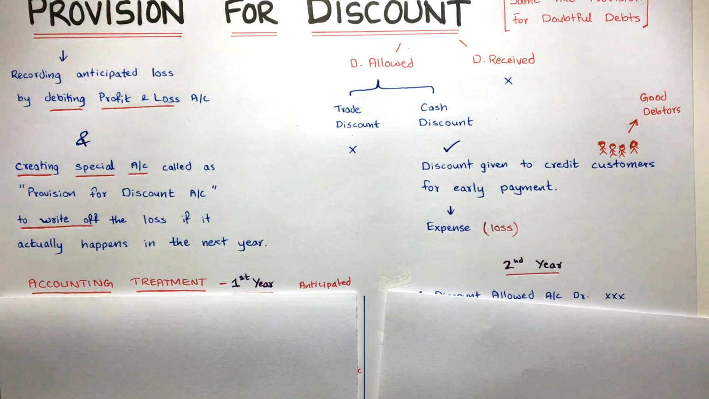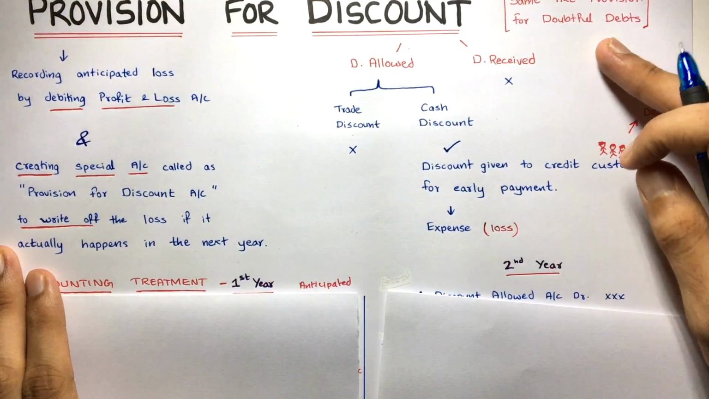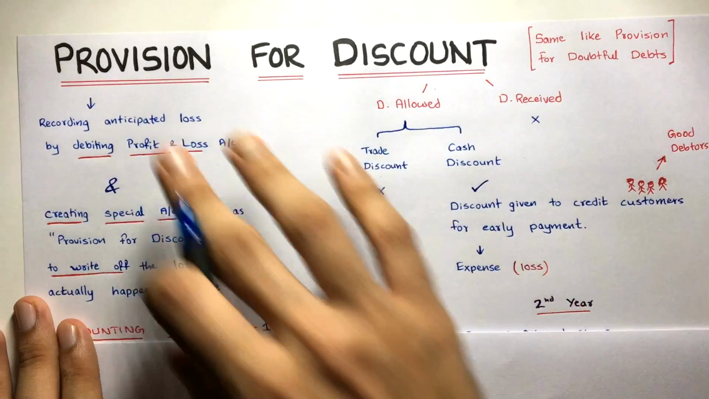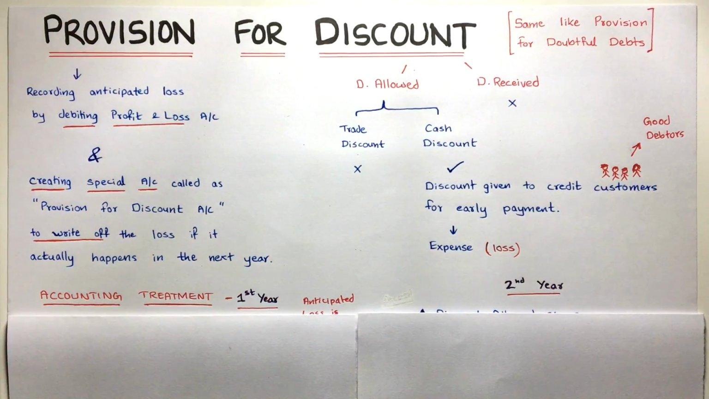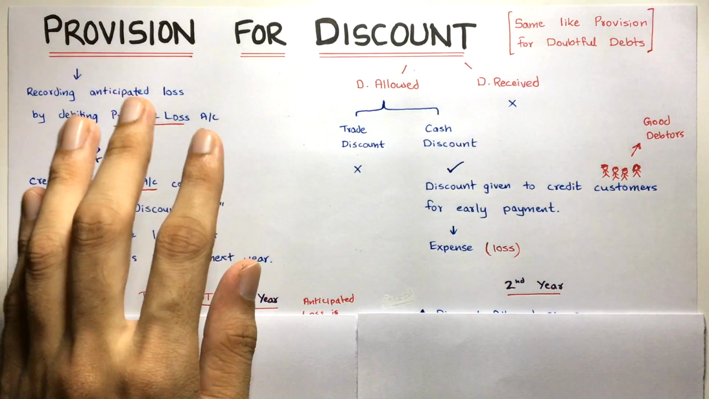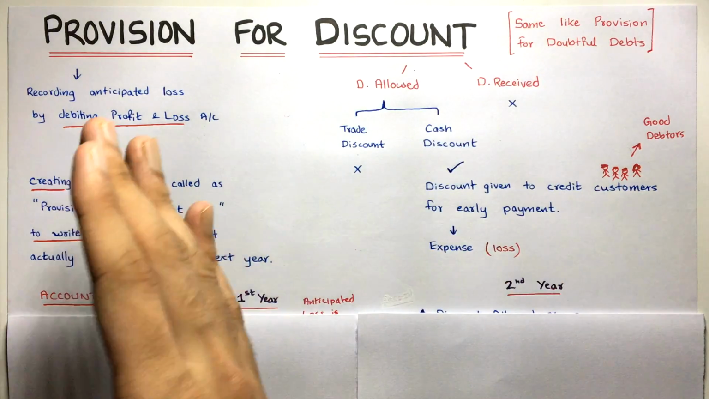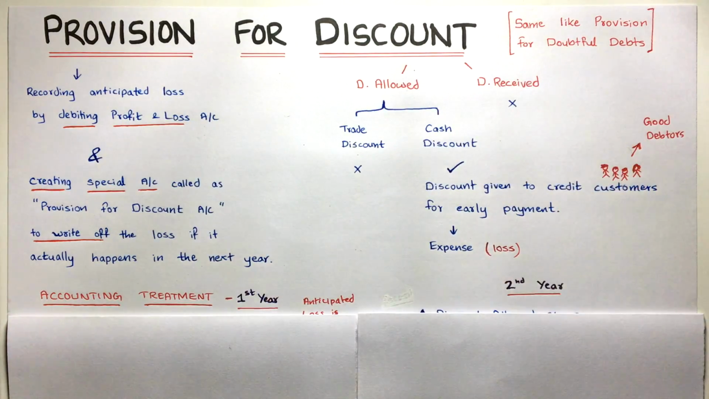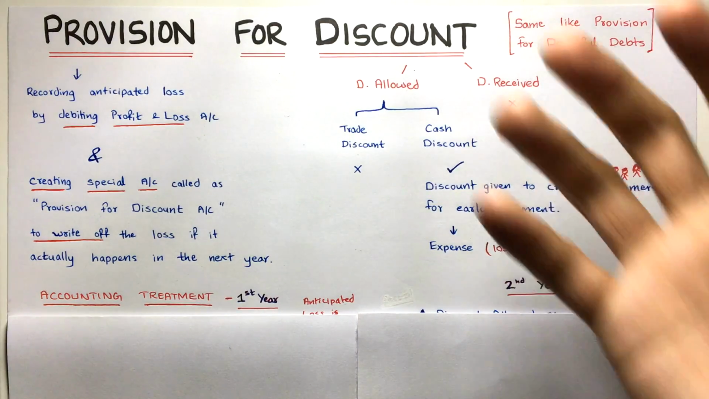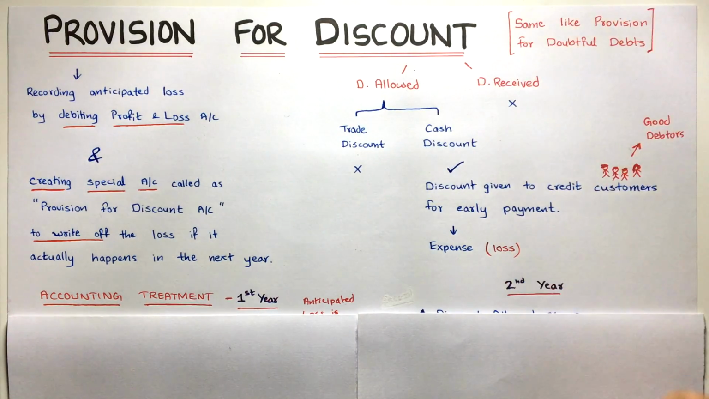So now we have to understand what we are going to do if provision is maintained. The same sort of concept as provision for doubtful debts. First, let's understand a little bit about what is provision. Now, provision is really simple. Let's understand this provision with the help of a basic example. Let's just say you're in the first year of the business and you have made lots of credit sales, okay? And you have some estimation in your mind that in the second year of my business, I will have to give lots of discount to get early payments from my credit customers, from my debtors, okay?